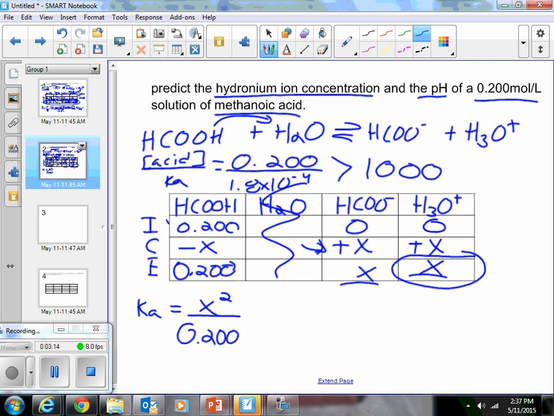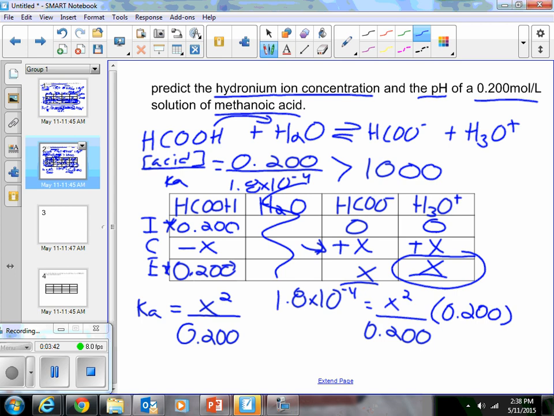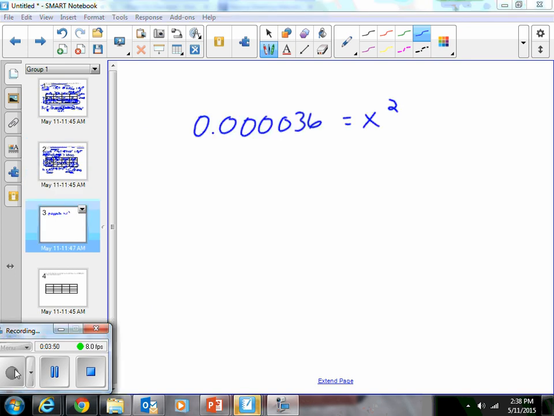So for weak acids, typically the concentration initially is the same as the concentration at equilibrium. Because there is such little change, we just assume that it's the same value. So now I'll sub in my Ka. So Ka is equal to 1.8 times 10 to the minus 4. This equals X squared over 0.200. And now we just need to solve for X. I would start by multiplying both sides by 0.2 to cancel this out, and times this by 0.2. So I end up with 0.00036 equals X squared.